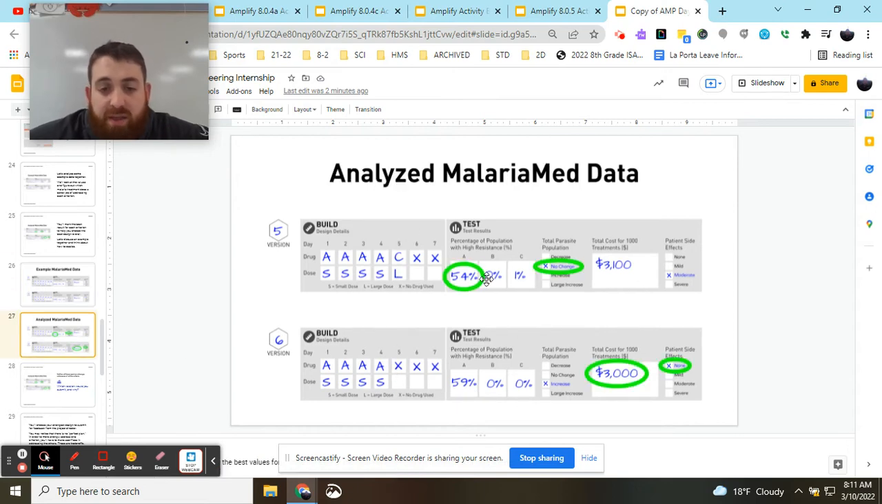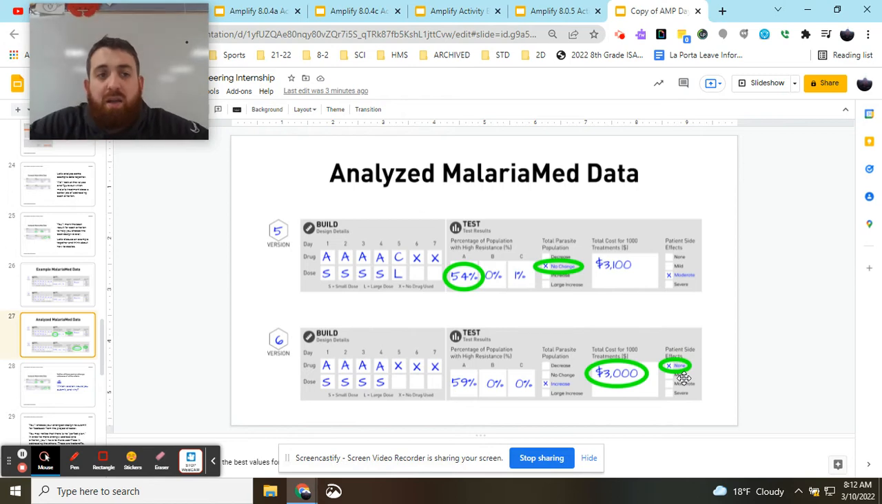So, for example, when we look at this, we see that in the first test, we have a lower resistance level. So this tested a little bit better with that one. We see that no change in the population, whereas this one had an increase. And the cost for this one was a little higher than this one, about $100. This one has some moderate side effects, but this one doesn't really have any side effects. So this one here did a lot better with the resistance levels and the total population, but this one did a little better with costs and side effects.